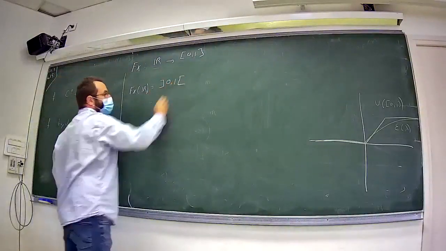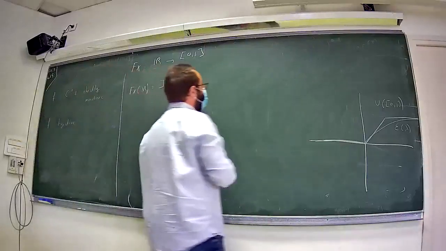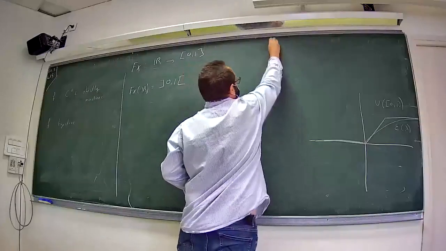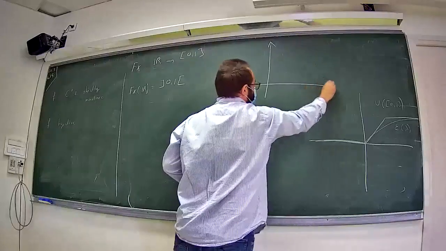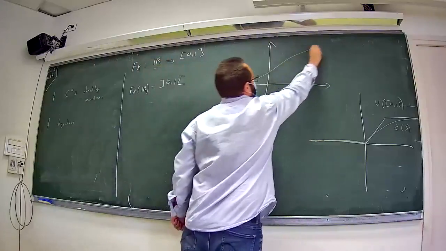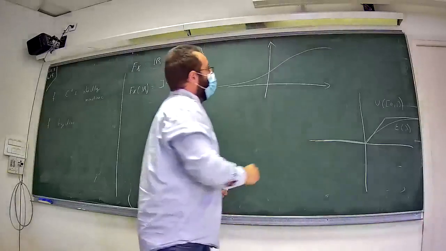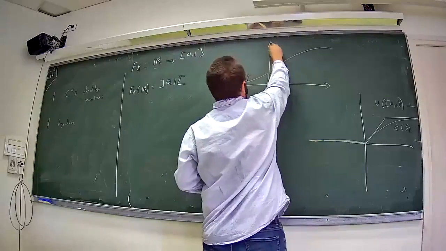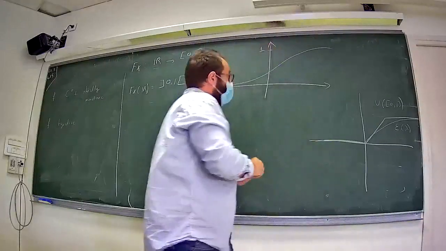So if I want to plot something, I can do this picture. You will have, for example, something like this. Okay? It's a bad picture, but you understand what I mean, okay?